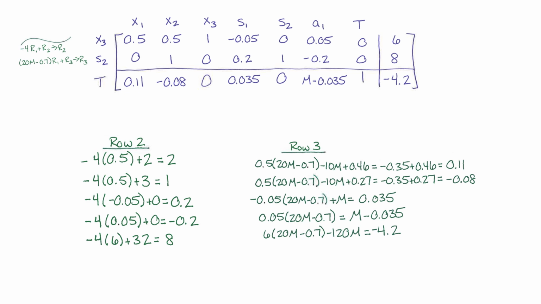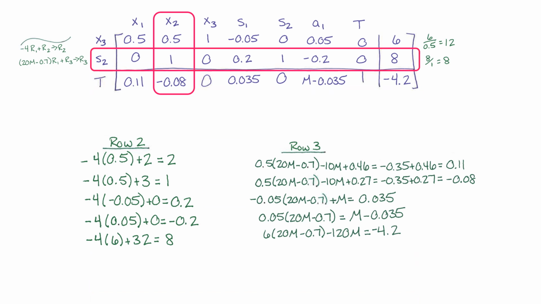I see that I have negative 0.08 in column 2, which makes column 2 the pivot column. So x2 is going to enter the basis. Now, 0.5 and 1 are both positive, so let's compare our quotients. So 6 divided by 0.5 is 12. 8 divided by 1 is 8. So because 8 is smaller, row 2 is the pivot row. So S2 is the exiting variable.